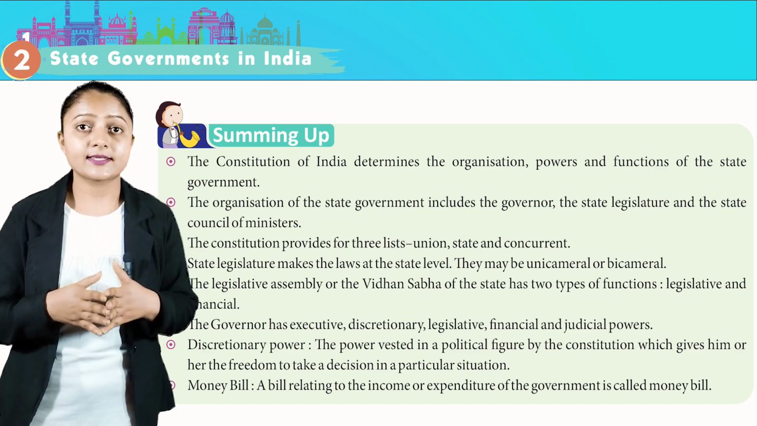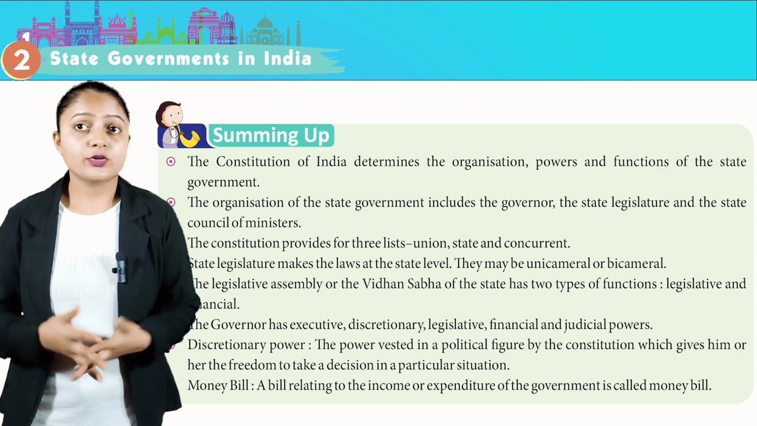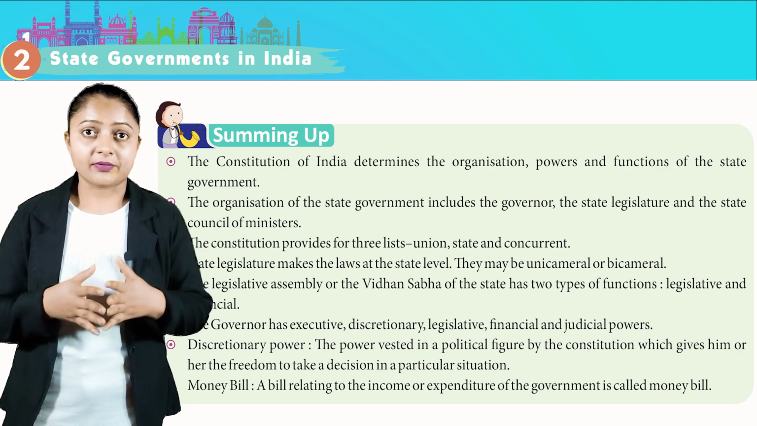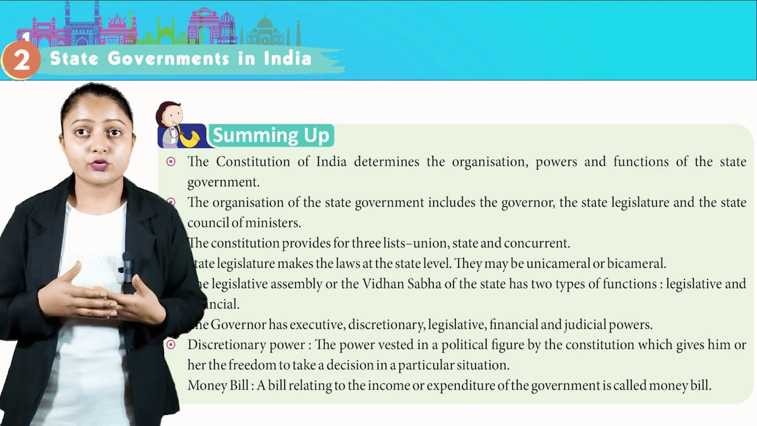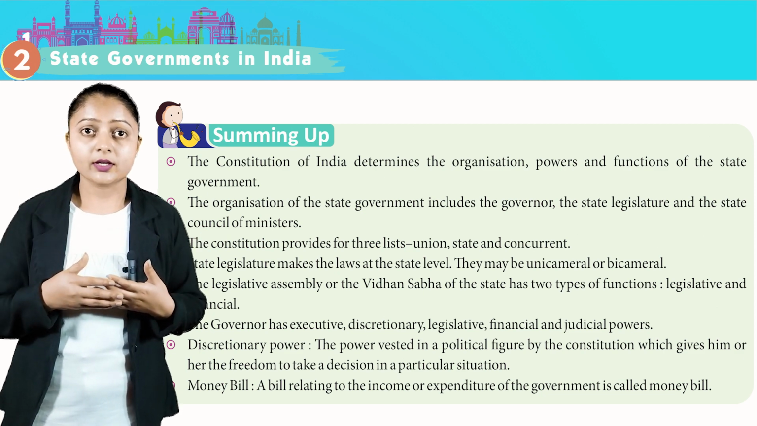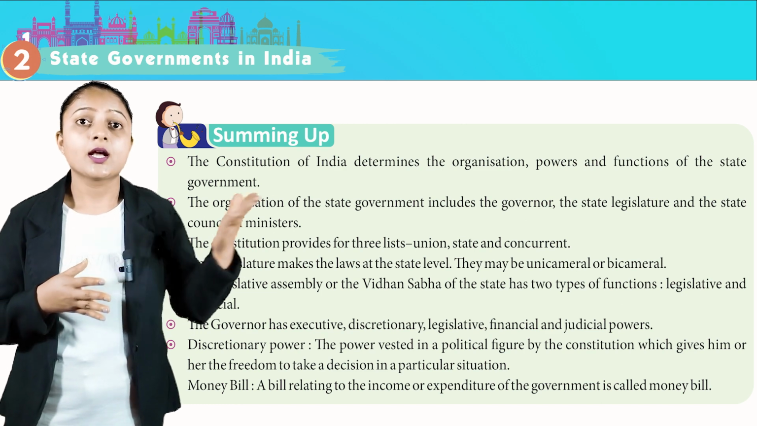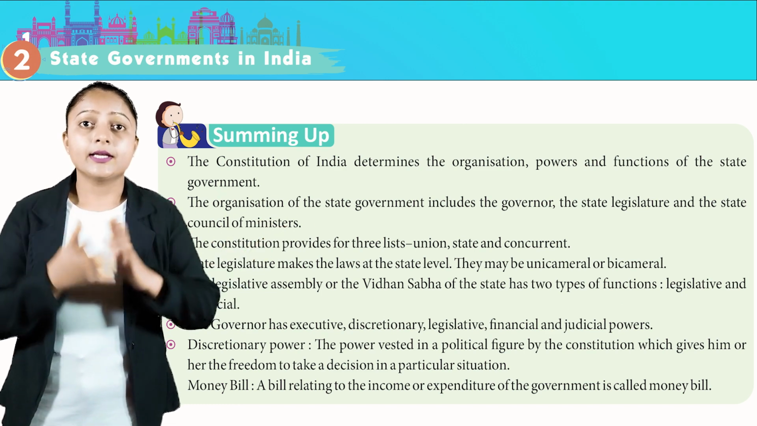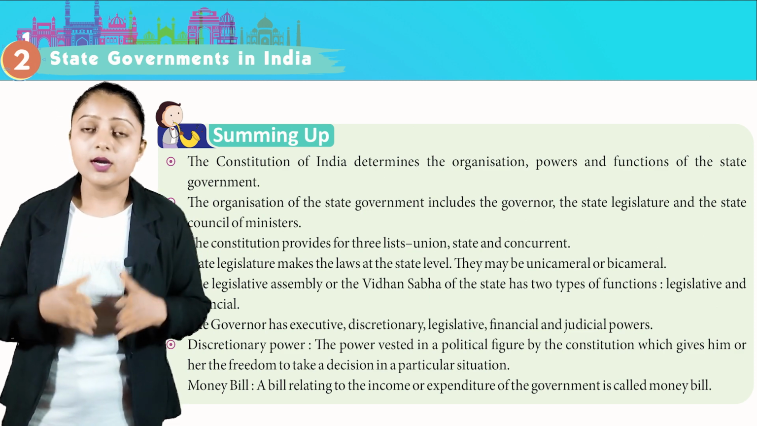The governor has executive, discretionary, legislative, financial, and judicial powers. Discretionary power: the power vested in a political figure by the Constitution, which gives him or her the freedom to take decision on a particular situation. Money bill: a bill relating to the income or expenditure of the government is called money bill.